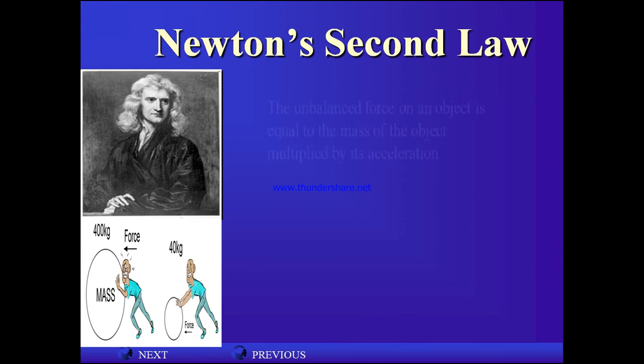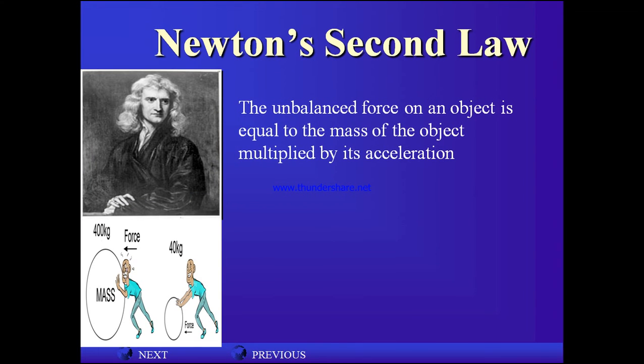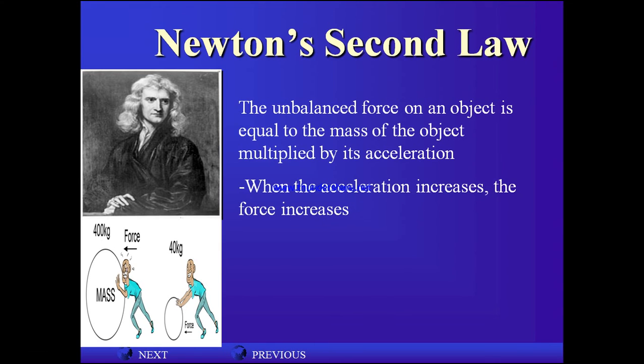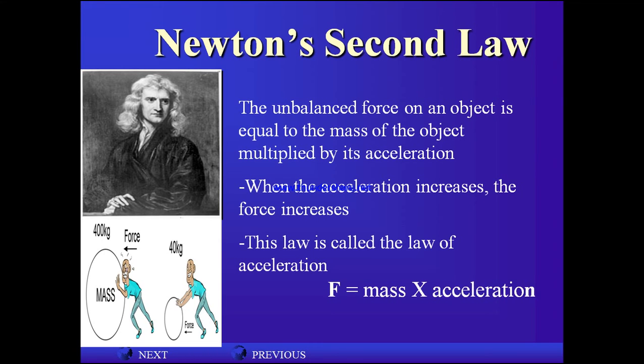Newton's second law: the unbalanced force on the object is equal to the mass of the object multiplied by its acceleration. So two factors here, the mass and the acceleration. When the acceleration increases, the force increases. So you will find this is also a direct relation between them. This law is called the law of acceleration. Force equals mass times acceleration.